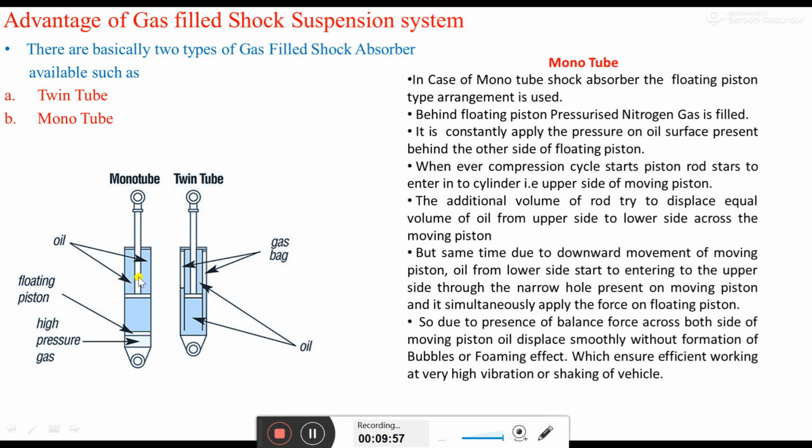this takes place in a series of cycles, compression cycles and rebound cycles, that is the expansion cycle of the spring, the compression cycle of the spring and the expansion cycle of the spring, and just those cycles are responsible for the transportation of the oil, viscous oil, across the narrow hole.